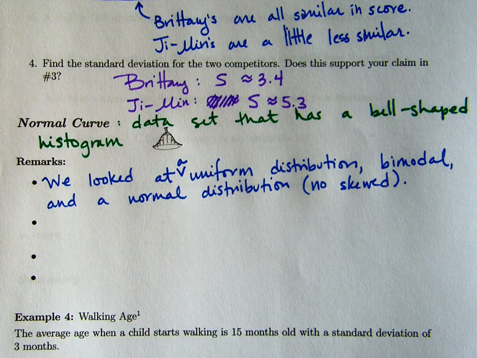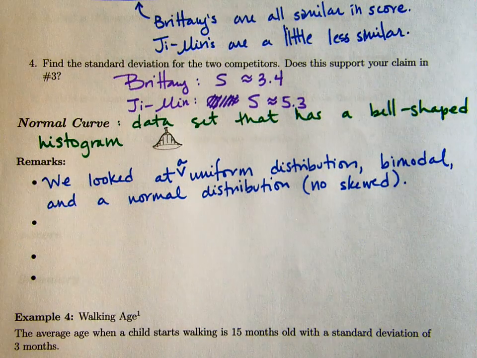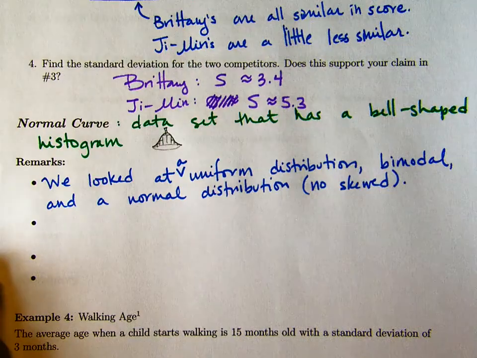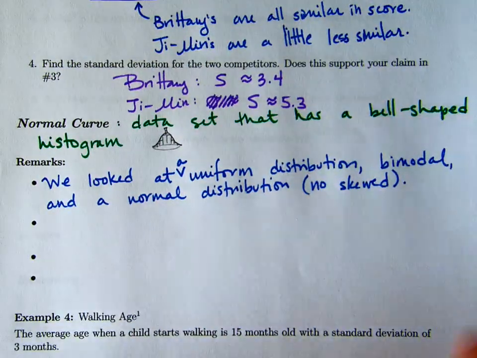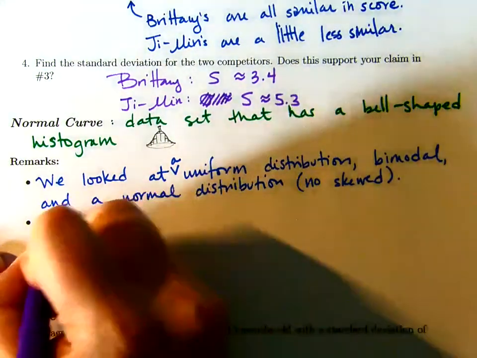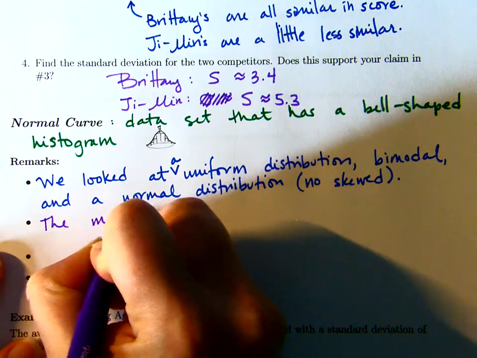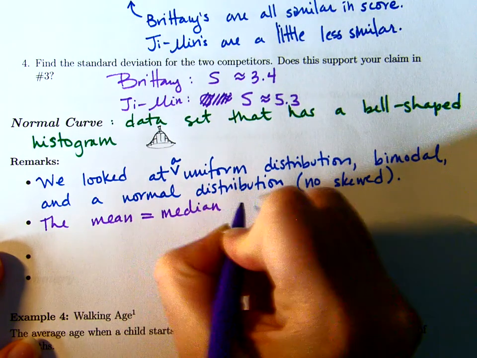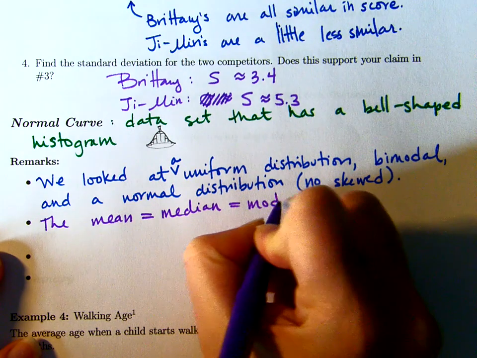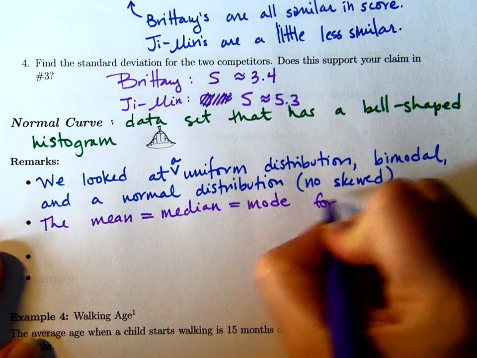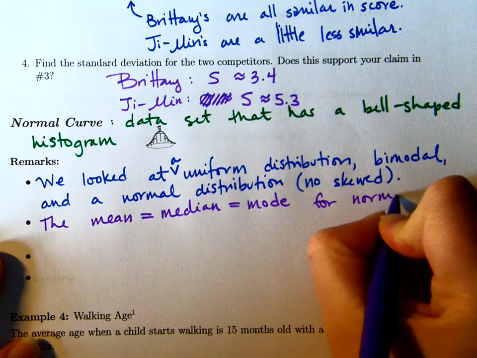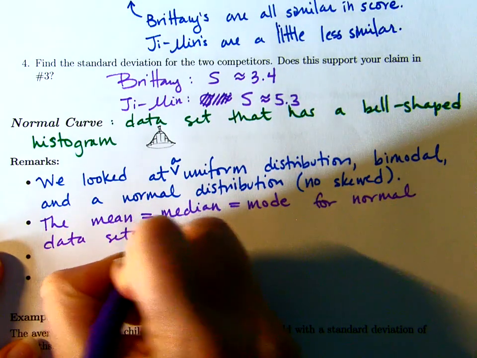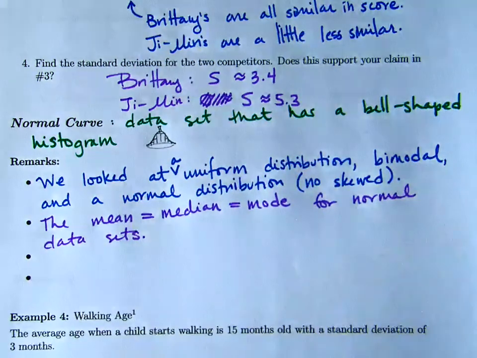The mean, the median, and mode are all equal in a normal data set because they're right around that middle. It's pretty symmetrical. So the mean is equal to the median is equal to the mode for normal data sets. Okay.